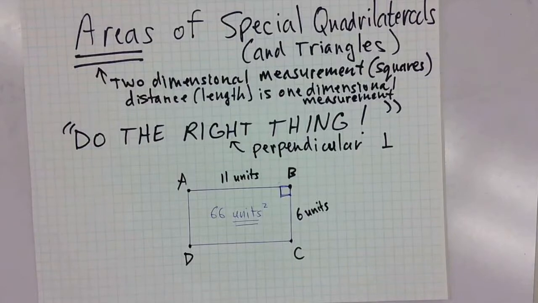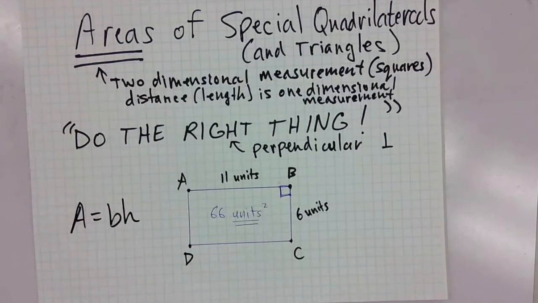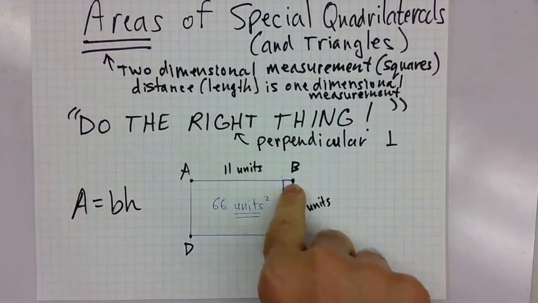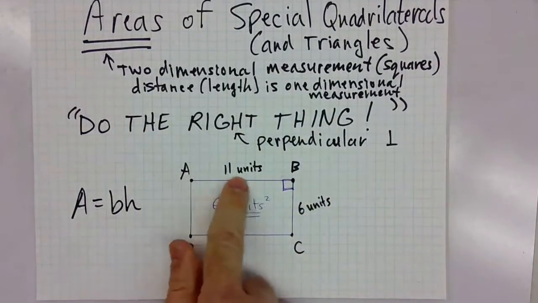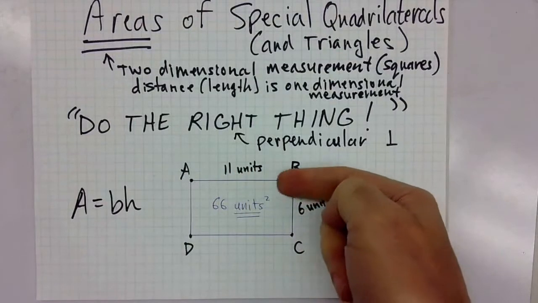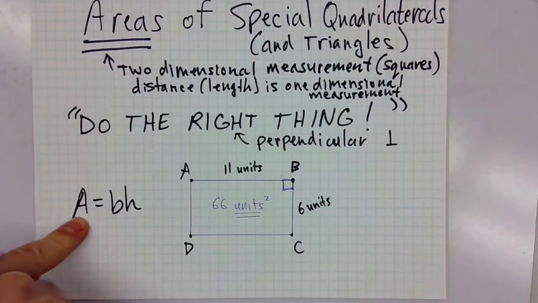You probably remember the formula something like this: area equals base times height, or area equals length times width. With a rectangle, it doesn't really matter, because you are always going to do the right thing because you have a right angle. And so all you have to do is take a one-dimensional measurement times a perpendicular one-dimensional measurement, and that will give you a two-dimensional measurement.